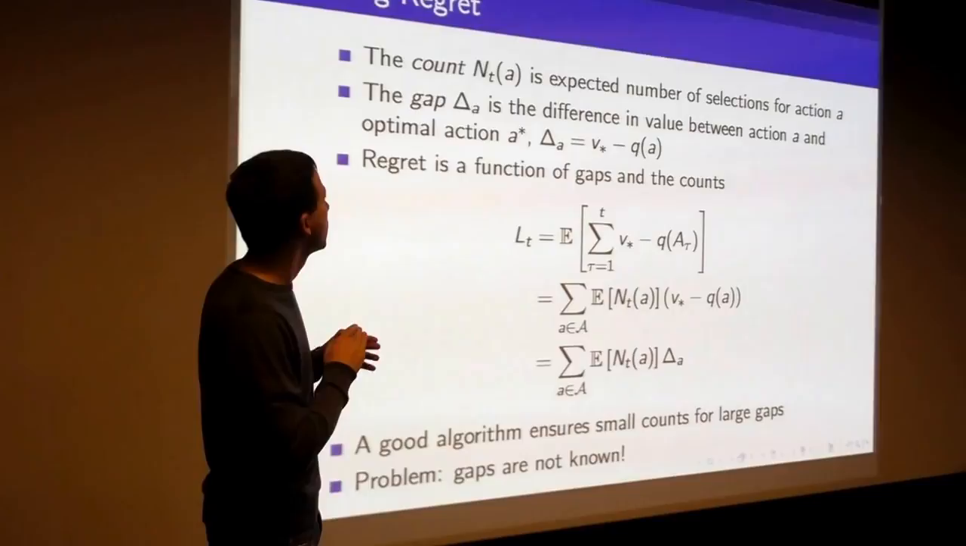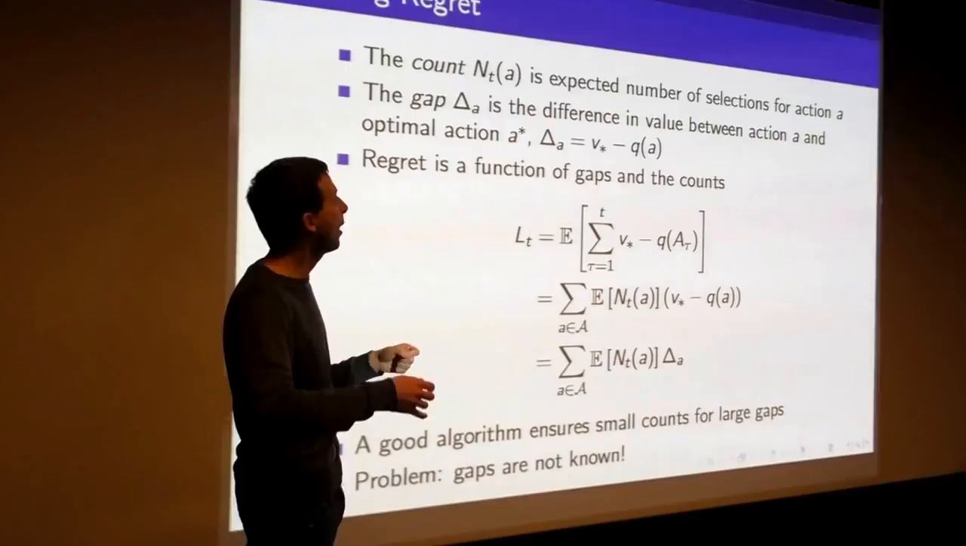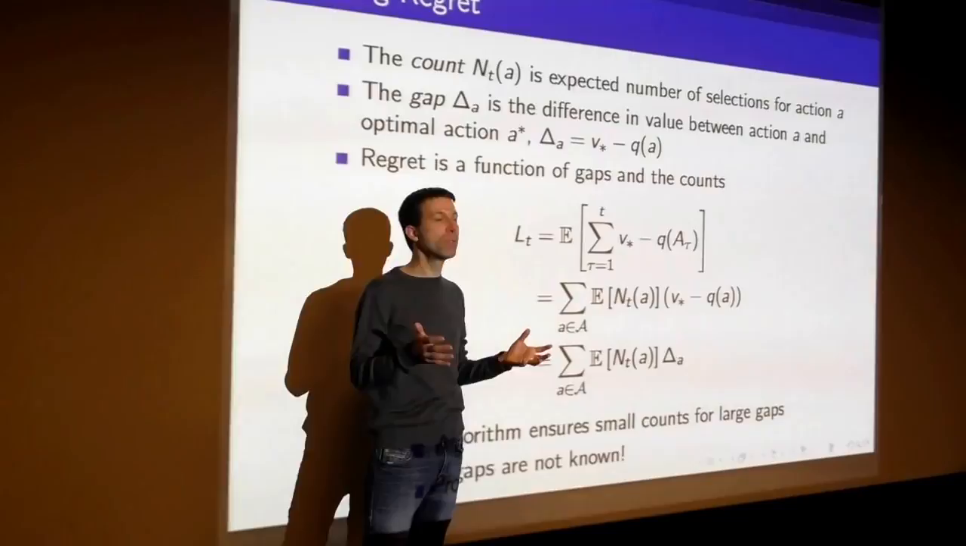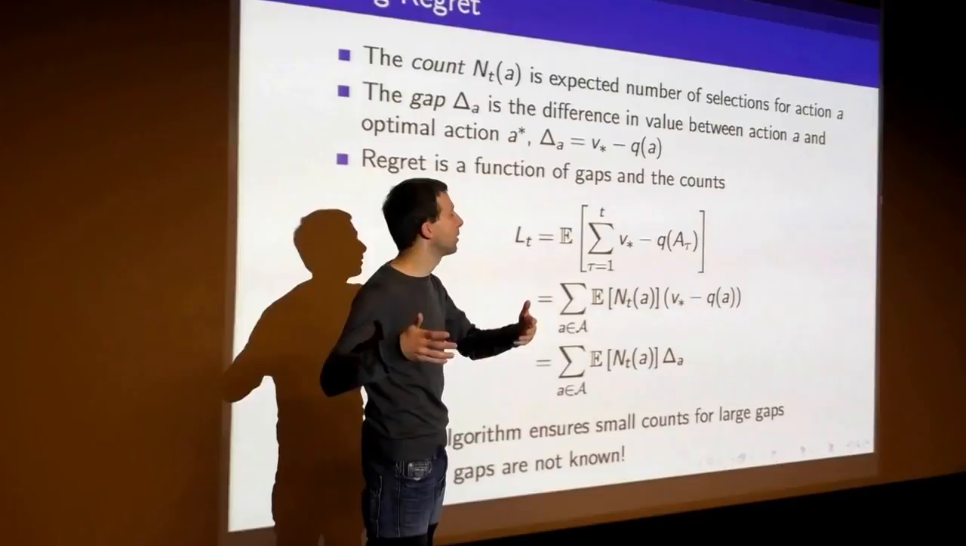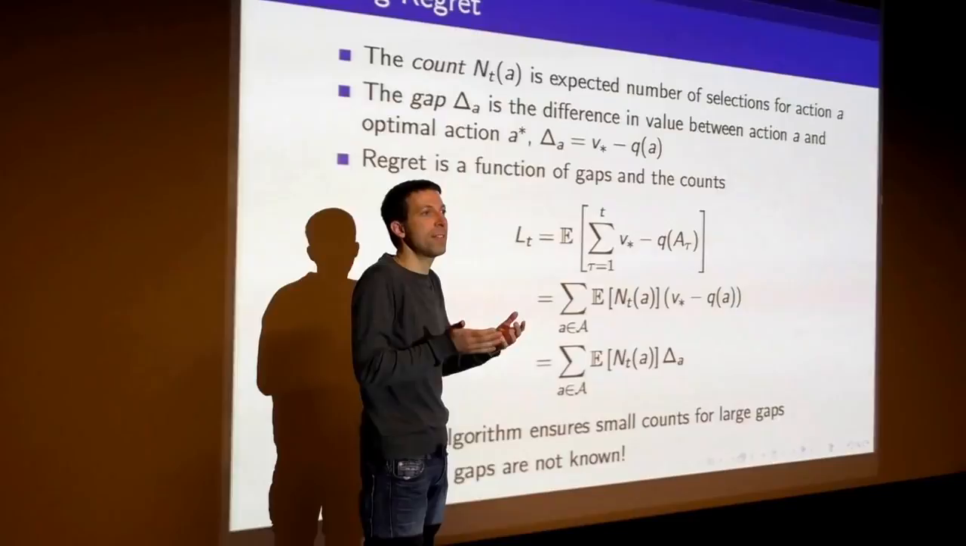So the count is just the number of times we've pulled an arm. So we're going to count the number of times we pull an arm. And we're going to consider this thing called the gap. So the gap is the difference in value between some action A and the optimal action. So it's basically the gap between the best machine I could have pulled and some suboptimal machine. So if I want to know what's the gap for machine three, that's the difference in value between machine three and the best machine. So there's some gap. It's like the difference between 80% and 75% again. There's a gap there of 5%.